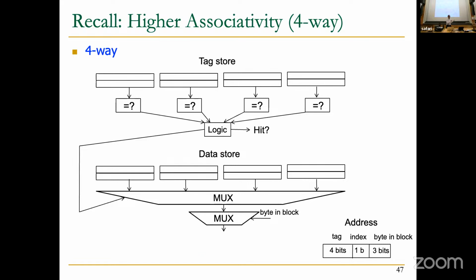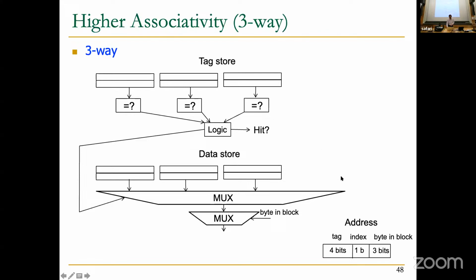This is a 4-way associative cache. Nobody has a problem with this. We constructed it. How do I make it 3-way? Well, I get rid of this, and that's 3-way.